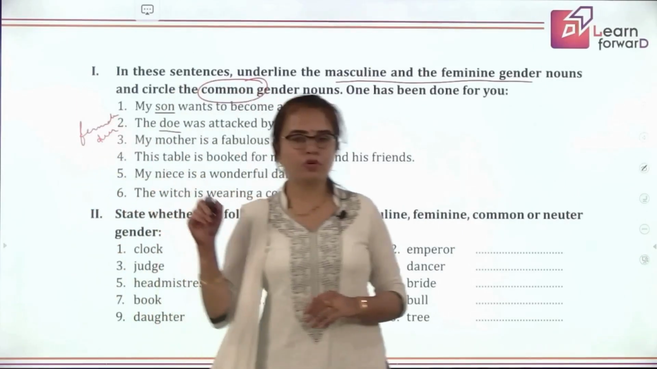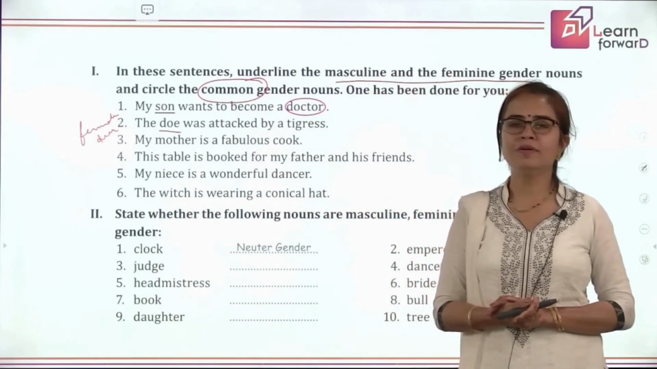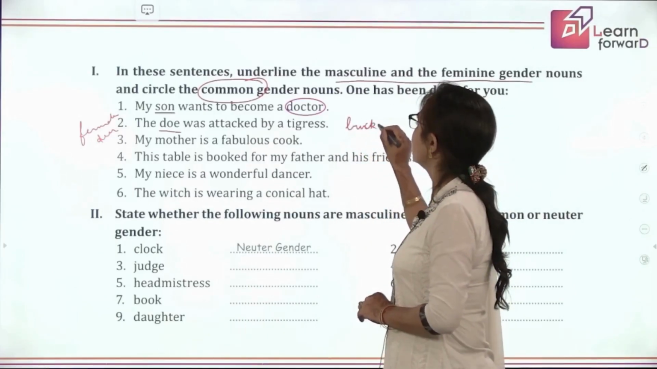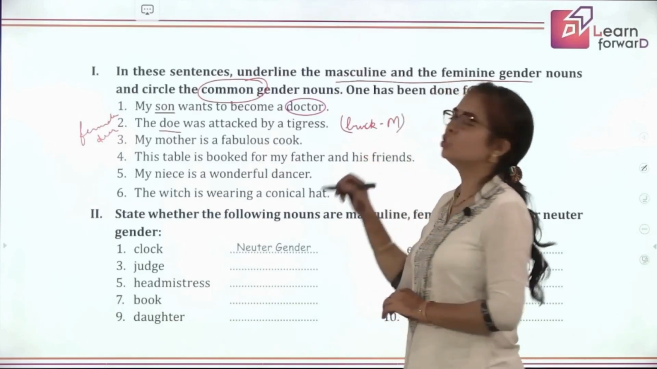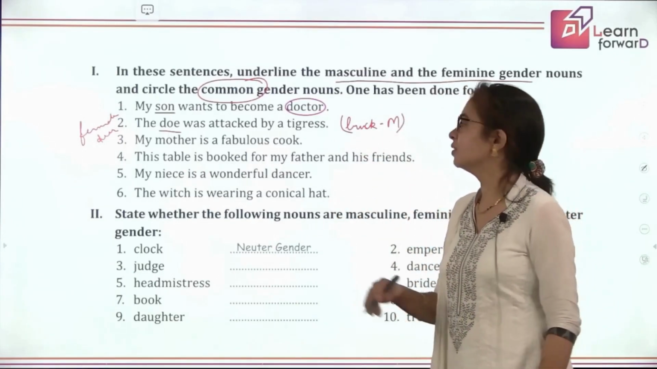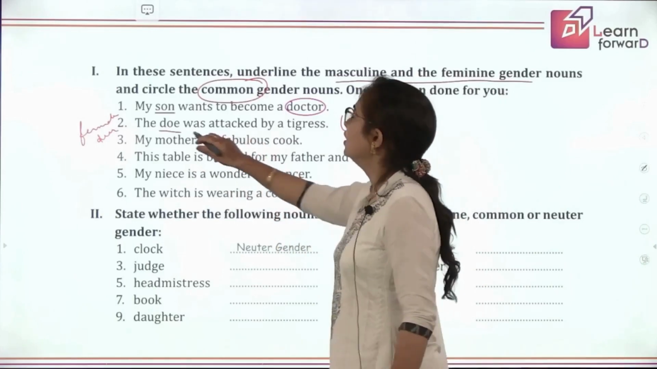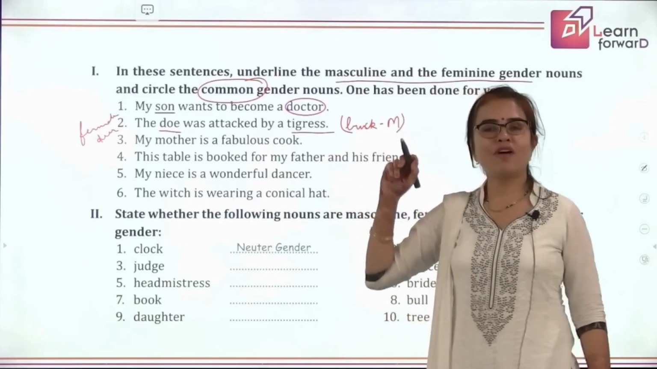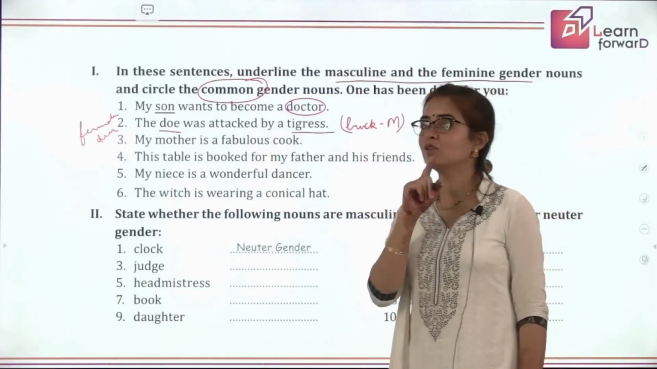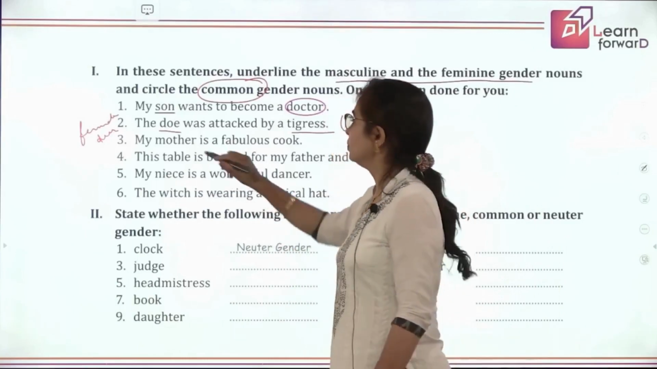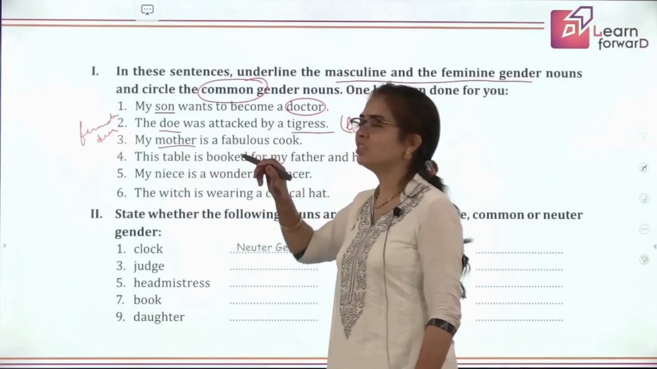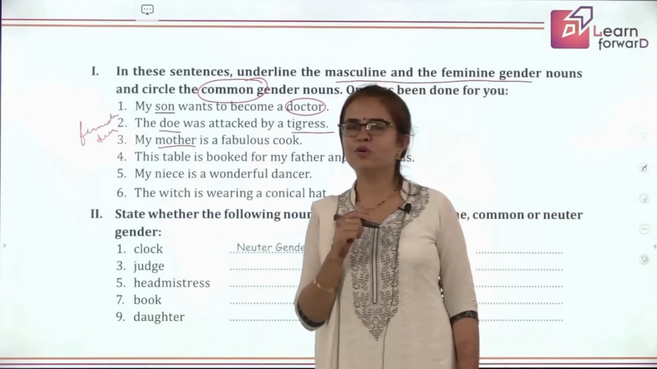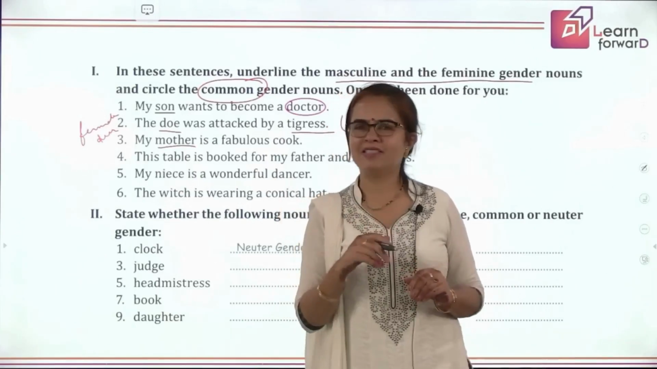And what is the opposite gender of doe, you want to know? That is a buck, B-U-C-K. That is the male, masculine gender of doe. Good? So you have learnt new words today. The doe was attacked by a tigress, again feminine gender. So we will underline. We just have to circle the common gender, remember. Mother, yes, it's a feminine gender, is a fabulous cook. Do your fathers also cook well? Some of them might, isn't it?